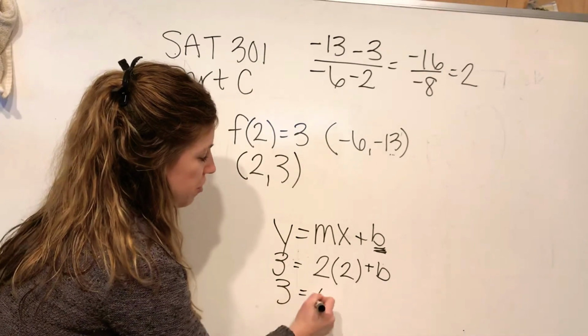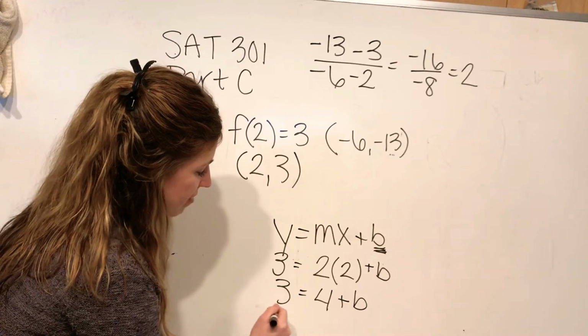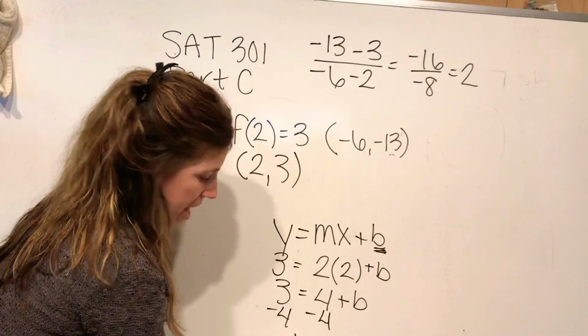So 2 times 2 is 4. And if I subtract 4 on both sides, I get a y-intercept b of -1, which is choice A.